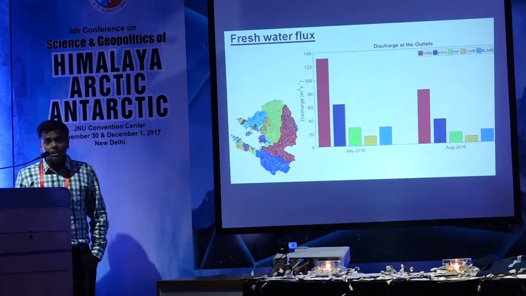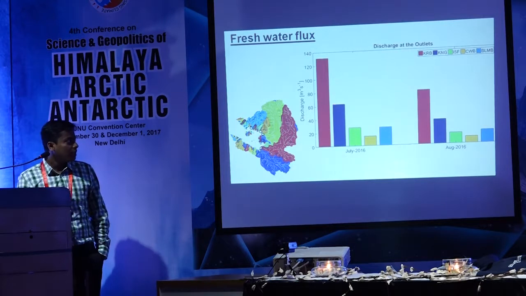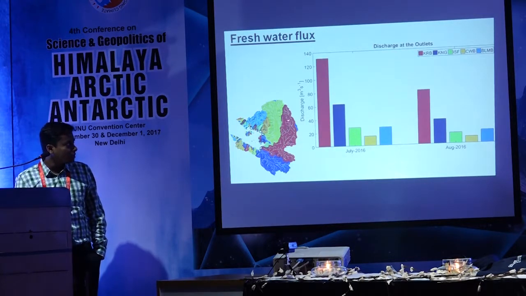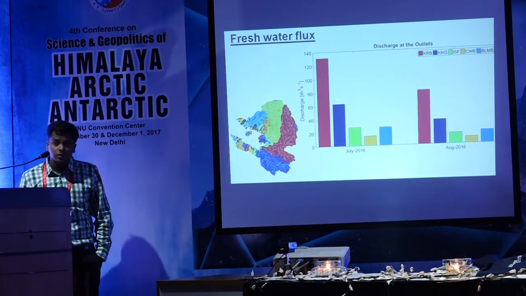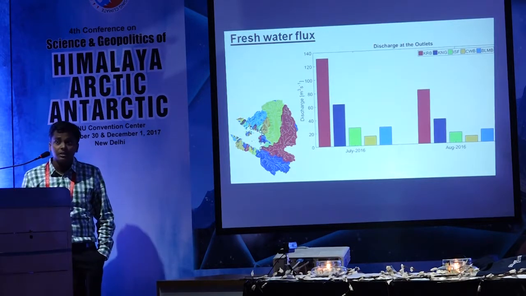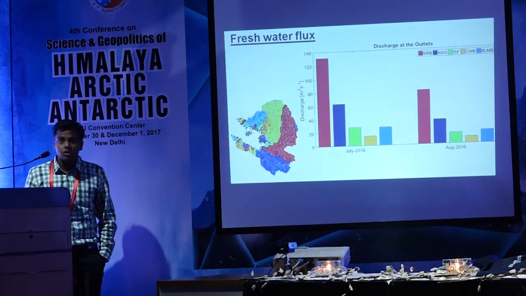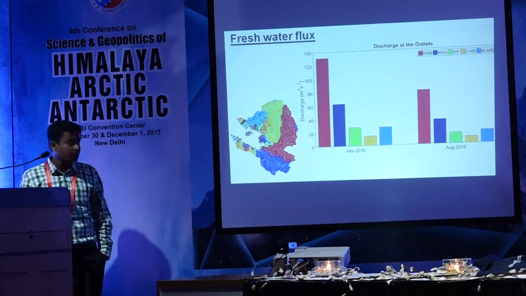When you look at the discharge, I have shown here discharge for 2 months in 2016, July and August. We see this, and different colors correspond to different drainage basins. So I have shown here 5 drainage basins. We see that these 2 glaciers, Kronebreen and Kongsvegen, contribute the maximum amount of fresh water to the fjord, and that has been evidenced from the satellite images. If you look at the repeated satellite images, you see more brown water coming in front of the glacier.